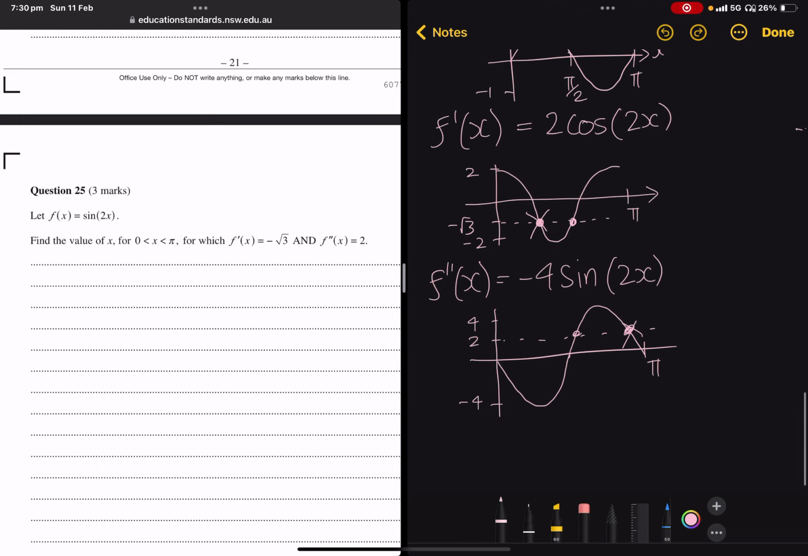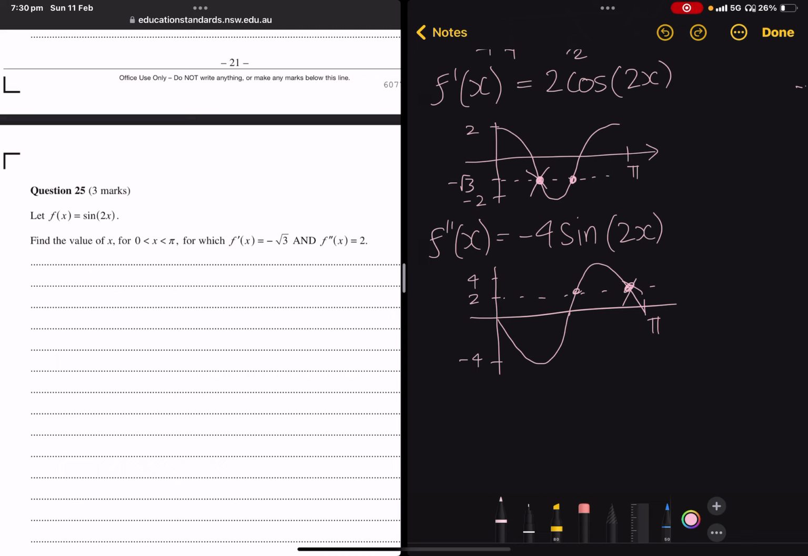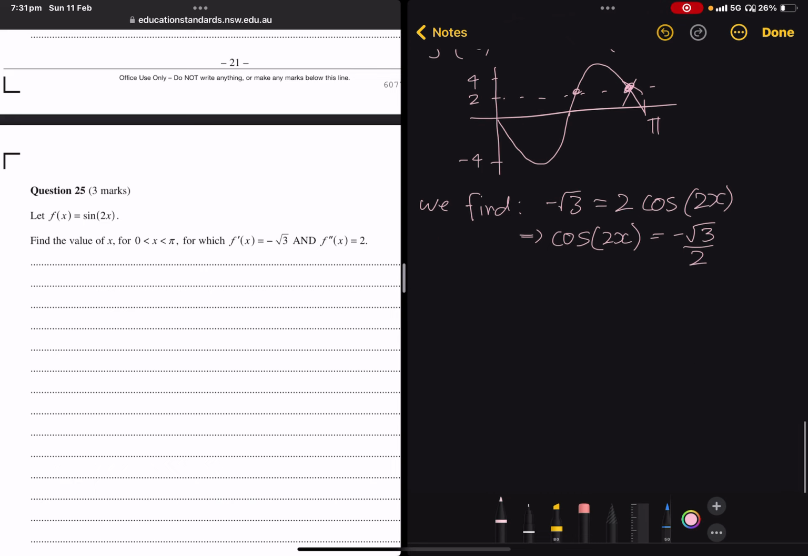So we can use the first derivative to do this. We can say that the negative square root of 3 has to be equal to 2 times cosine of 2x. This implies that cosine of 2x is equal to negative root 3 on 2. We could just solve this normally. We could let 2x equal t. We've got cosine of t is equal to negative root 3 on 2.